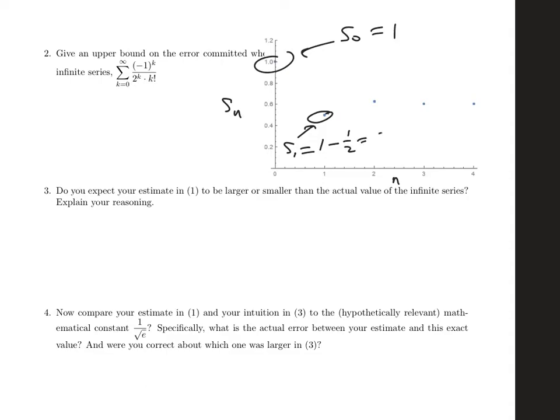Okay, and so way over here, this is our, whatever that number was, 0.606771. Right, that was our S4. And see how it's above. So that's what's happening there.